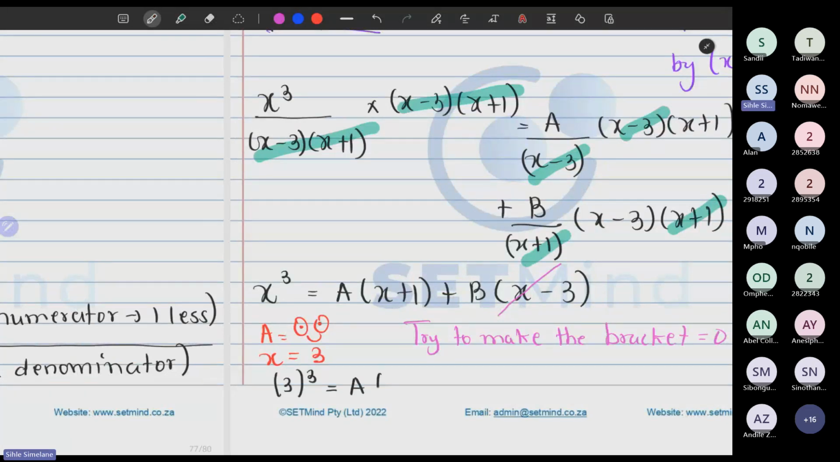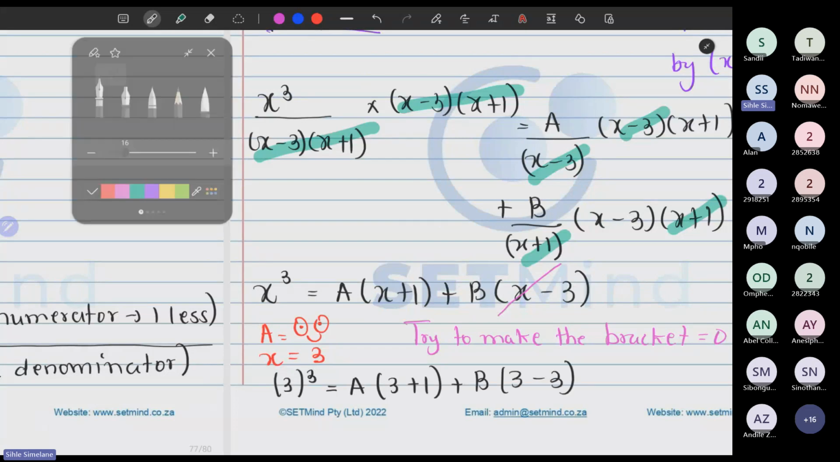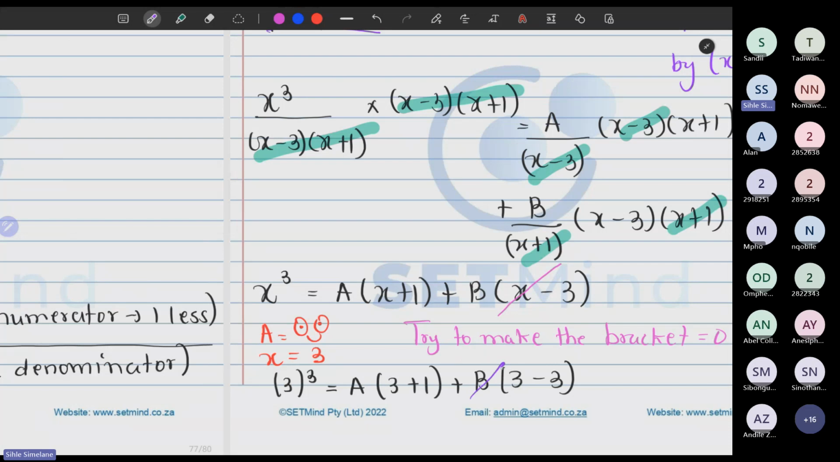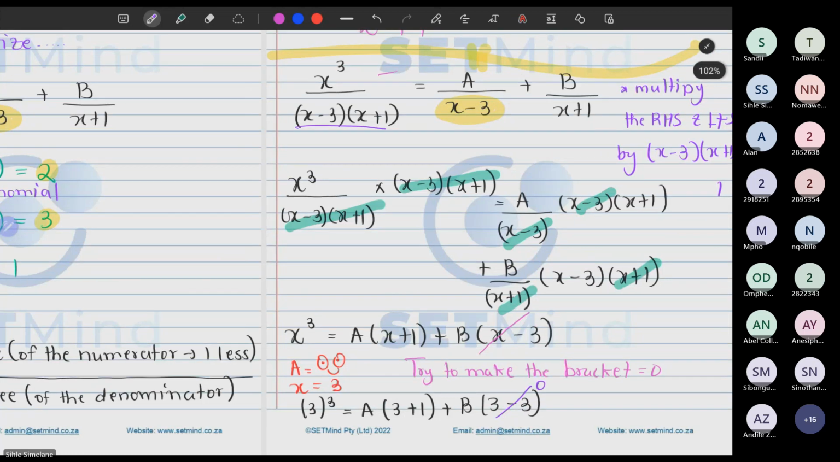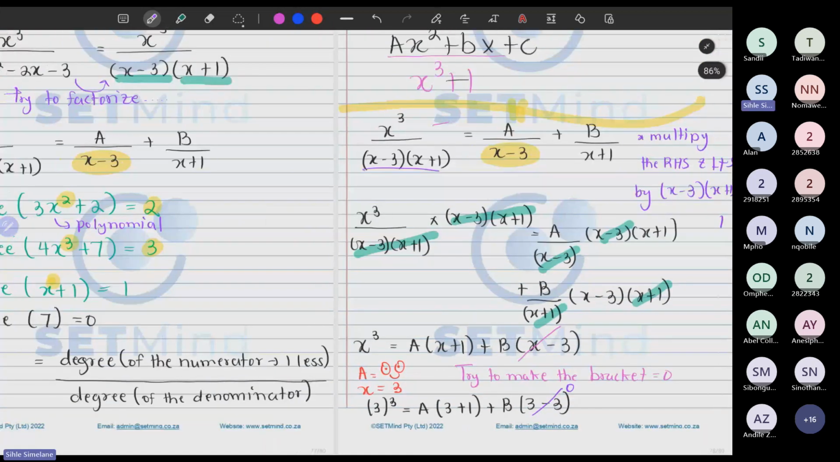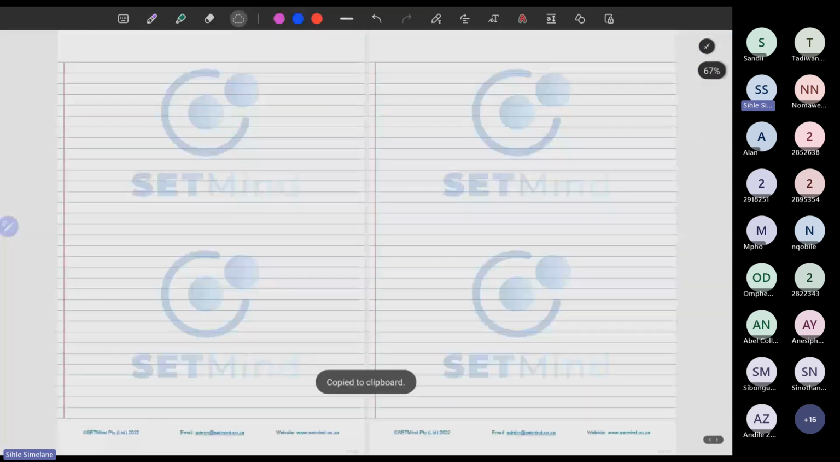equals A multiplied by, wherever we see X, we'll have 3 plus 1. Then B into here, we'll have 3 minus 3, which will make sure that I do not really stress even about the B because it will be multiplied by a 0. So let's go to the next page and see how this unpacks. Please stop me if it does not make sense.